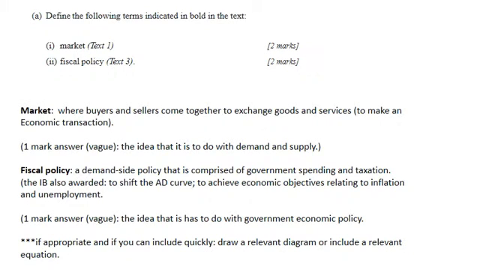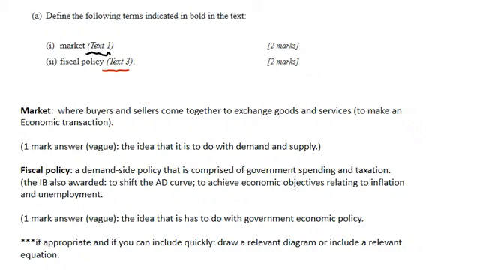All right, so here is Part A. You're asked to define market, and where you see here it says text 1, that's giving you reference as to where you can find that term, so you can put it in context if that helps you. And then fiscal policy in text 3. Note that they're 2 marks each.